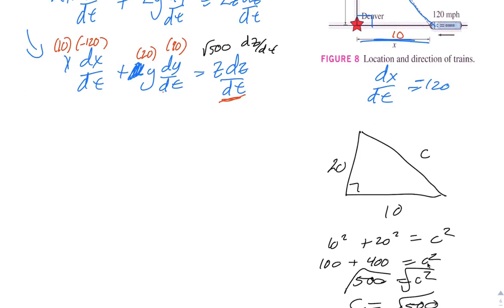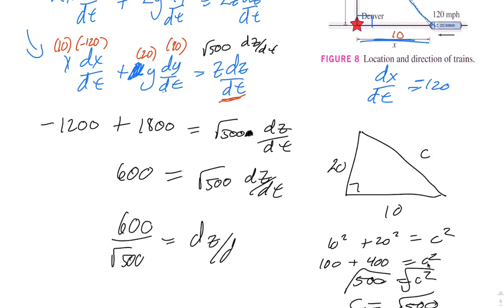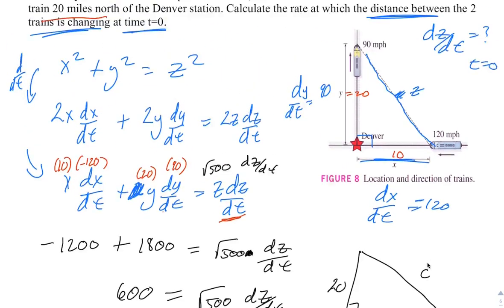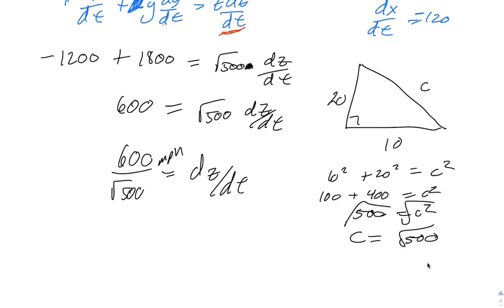And then dz/dt. So if I rewrite it, I'm going to get negative 120 times 10 plus 1800 equals radical 500 dz/dt. That's 600 equals radical 500 dz/dt. Divide by that, so you get 600 over radical 500 for dz/dt. Remember, units, don't freak out. t is time, z is whatever unit we're talking about. We're talking about miles per hour. So, miles per hour. And that's how it's done.